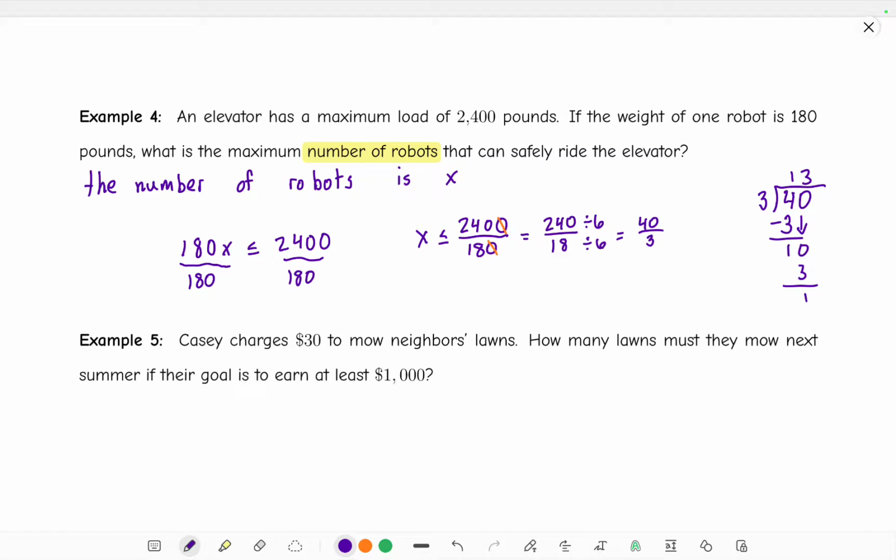Now, I could find the decimal, but the decimal doesn't matter because X has to be less than or equal to this decimal. And since X has to be a whole number, that means X is 13 robots. That's the maximum number of robots. And they'll actually be under the weight limit at 13 robots.